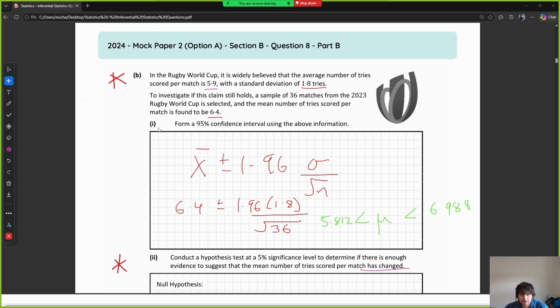So let's see how can I make room for this. I could probably do it here. It'll just be a bit messy. So we need to state H0. Remember, H0 is the no change. He'll want there to be no change. So he'll want mu to still be equal to 5.9.